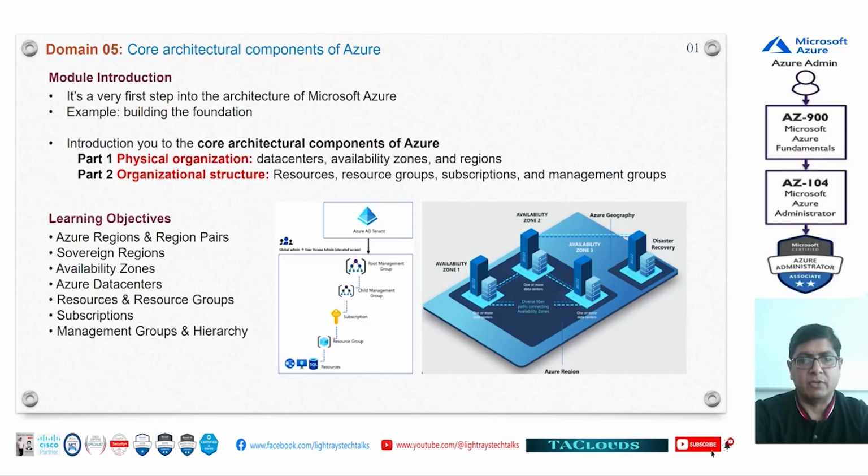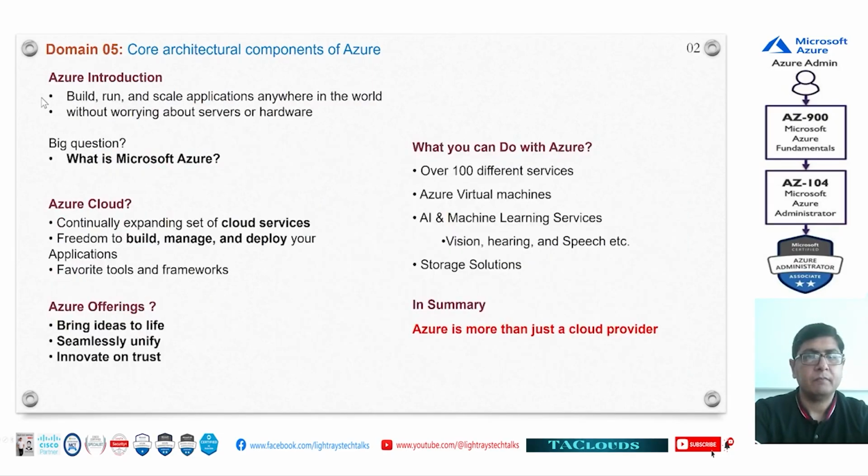Like we have resources, then we have accounts, then we have management groups. So we need to understand the physical architecture, and we also need to understand the logical architecture. Here the learning objective is to understand regions, region pairs, availability zones, data centers, resources, resource groups, subscriptions, and management groups. It will be divided into two parts. In the first part we will understand the physical organization, and in the second part the logical parts.